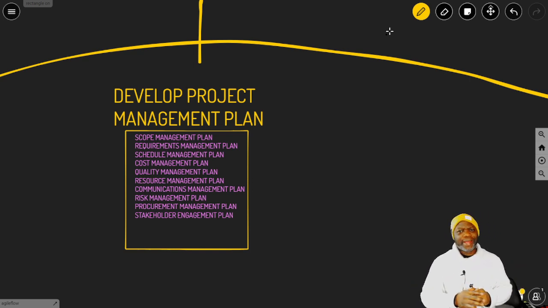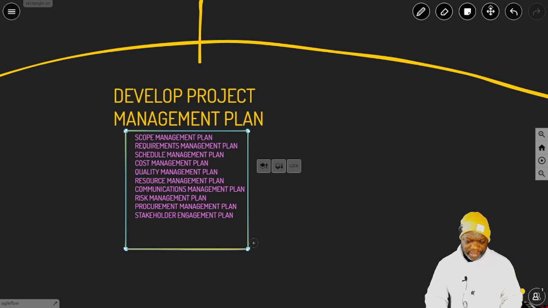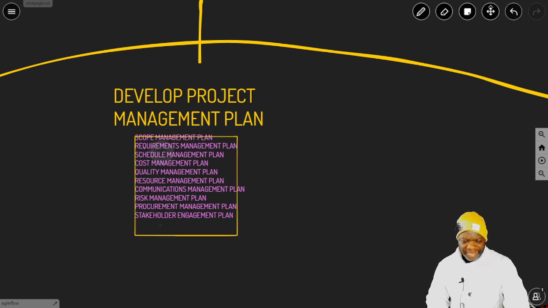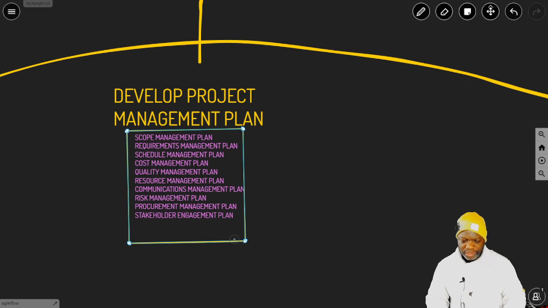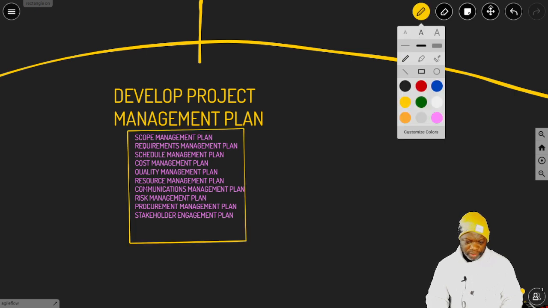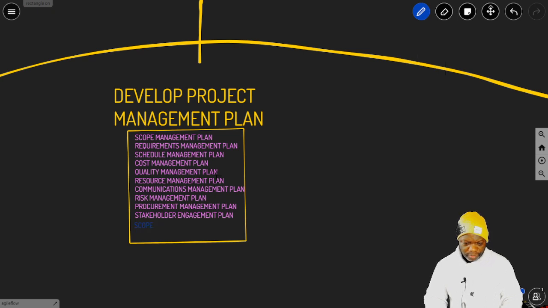The subsidiary plans are just one part of the project management plan. Also, in this project management plan, we have something we refer to as baselines. So this is not the end of the story. This is just the beginning, because we also need to think about the baselines. So I'm going to put those in here real quick. We also have the following baselines: a scope baseline.